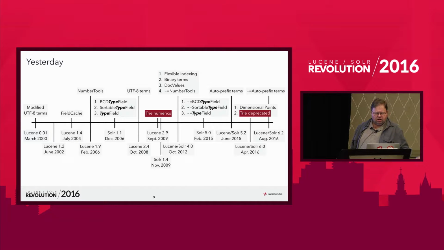The next large innovation was Trie Numerics, also sometimes called Trie range. This is an invention of Uwe Schindler, and it was brought into Lucene at version 2.9 and Solr at 1.4. With Lucene and Solr 6.0, this year, Trie fields have been deprecated with the introduction of dimensional points, and the plan is to remove them entirely from Lucene 7. I suspect, although I haven't seen much discussion about this, that they'll remain in some form in Solr so that back compat on indexes will be possible.